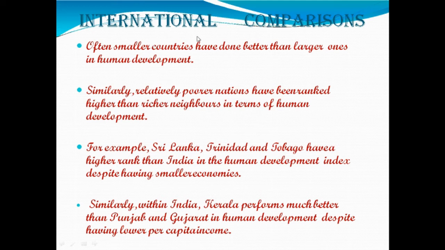Now let's discuss international comparisons. Often smaller countries have done better than larger ones in human development. Similarly, relatively poorer nations have ranked higher than richer neighbors in terms of human development. For example, Sri Lanka and Trinidad and Tobago have a higher rank than India in the Human Development Index, despite having smaller economies. The reason is what I have told you now. Similarly, within India, Kerala performs much better than Punjab and Gujarat in human development despite having lower per capita income.